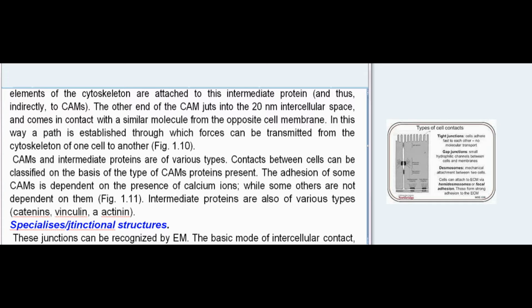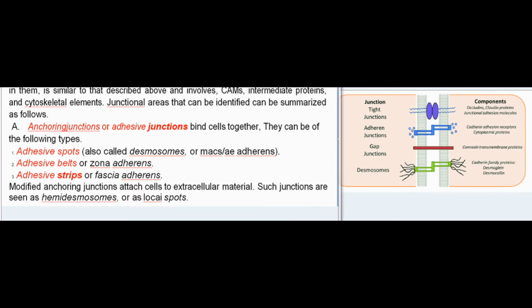Specialized junctional structures. These junctions can be recognized by electron microscopy. The basic mode of intercellular contact, in them, is similar to that described above and involves CAMs, intermediate proteins, and cytoskeletal elements. Junctional areas that can be identified can be summarized as follows. Anchoring junctions or adhesive junctions bind cells together, they can be of the following types.